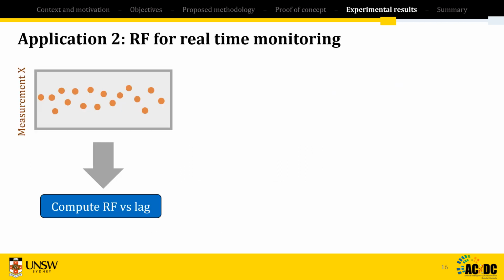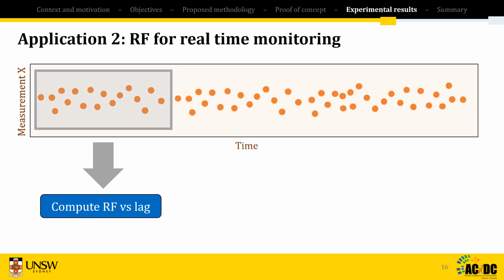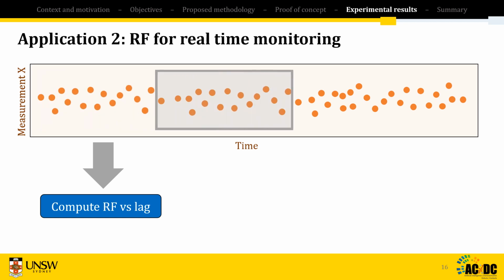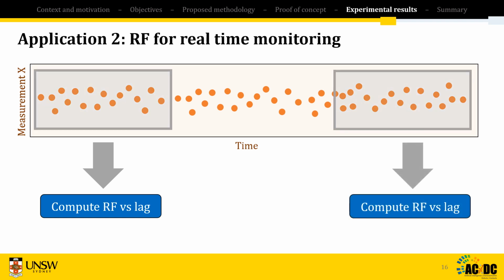So far, we have used the RF method on static data. Now what if we have dynamic data? We can now define a window and then move that window as soon as you get new data. And for every window frame, you compute the RF versus lag and then compare these graphs with each other.